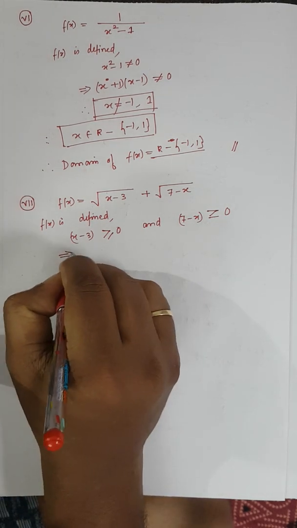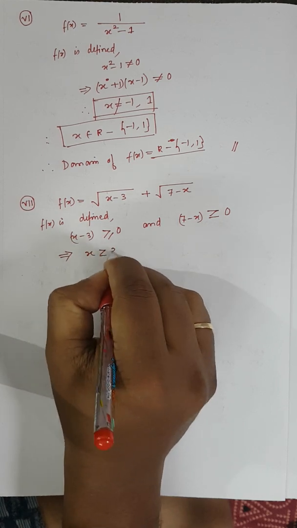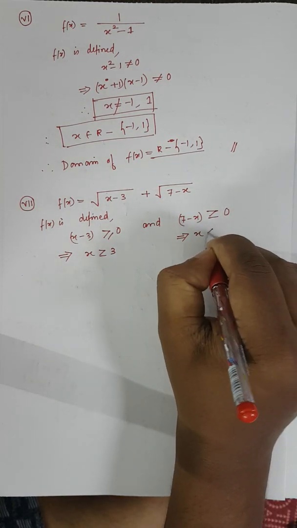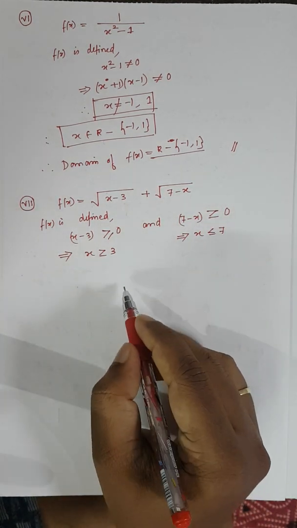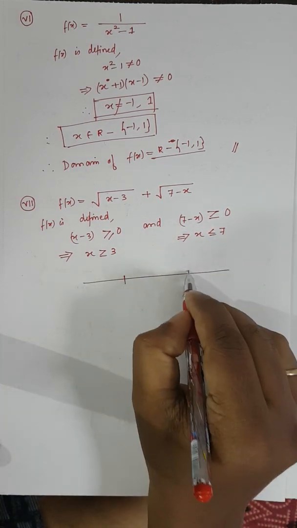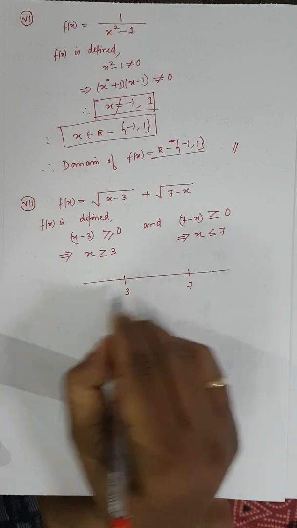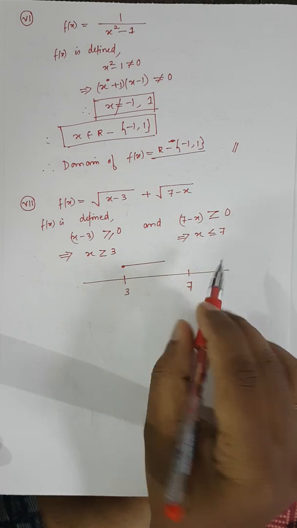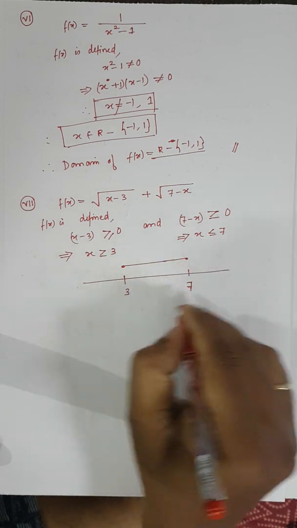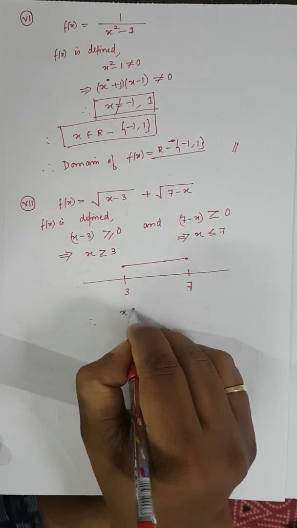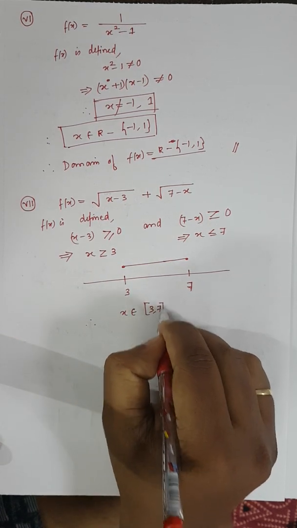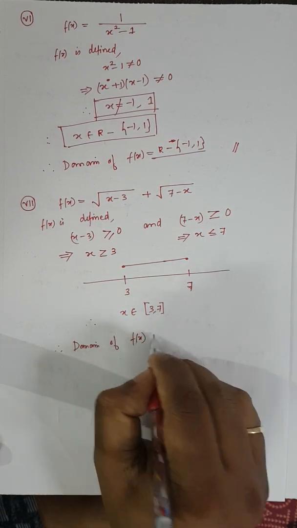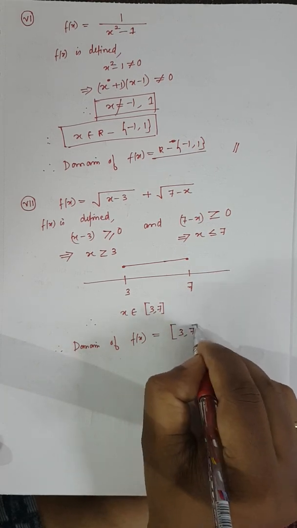So I'm getting x is greater or equal to 3, and here if I take x on the right side, it will be x is less than or equal to 7. So it says that this is 3, this is 7, this is the number line. According to this, x is greater than or equal to 3, and according to this, x is less than or equal to 7. So it will be in between 3 and 7. Therefore x belongs to 3 to 7. Domain of f of x will be equal to closed interval 3 to 7.